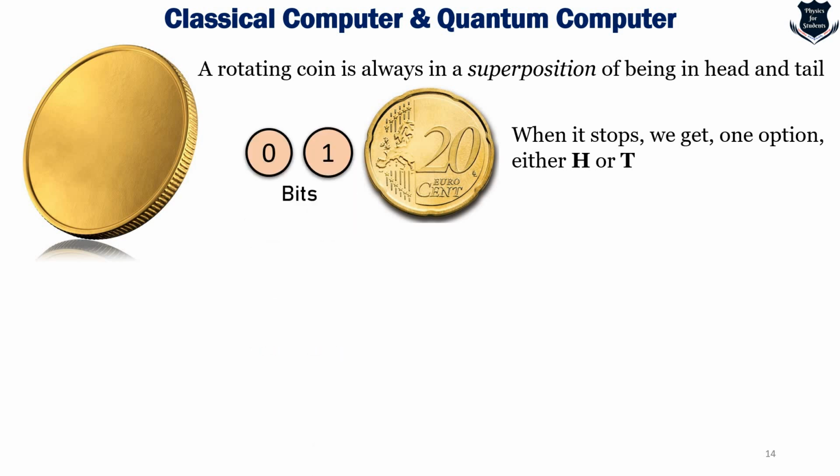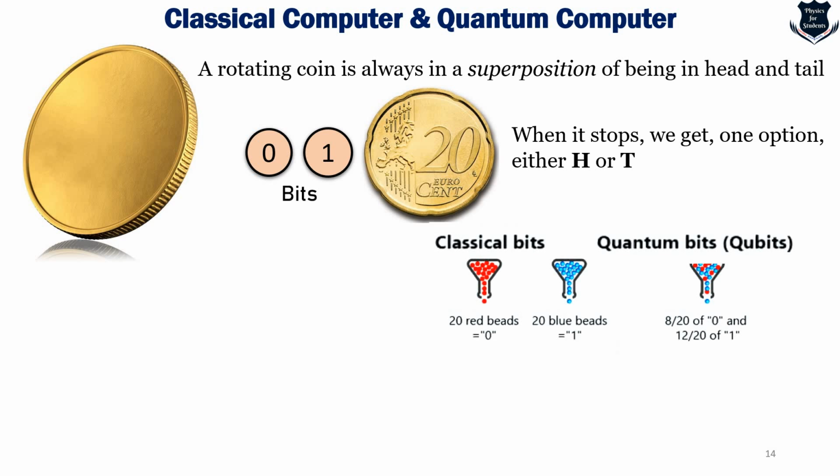If you have gone through my earlier videos in quantum mechanics, which are in the Physics for Students channel, in the quantum mechanics playlist, you will see that I have explained superposition and other things in much detail. However, here what we need to understand is that if the coin is rotating, it is in superposition, both head and tails. As soon as it stops, it attains one particular position, which is head or tail. That means it is similar to the bit. It is either 0 or 1.